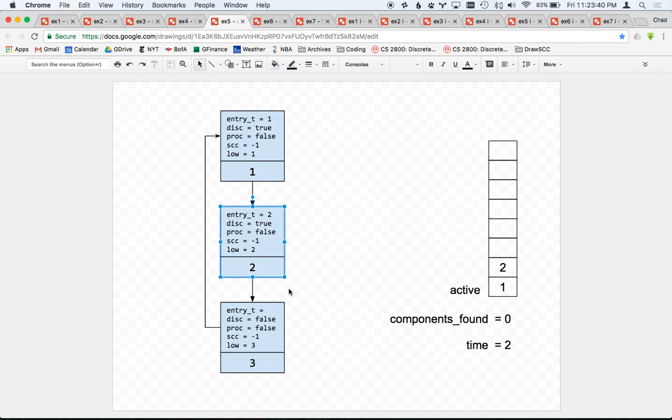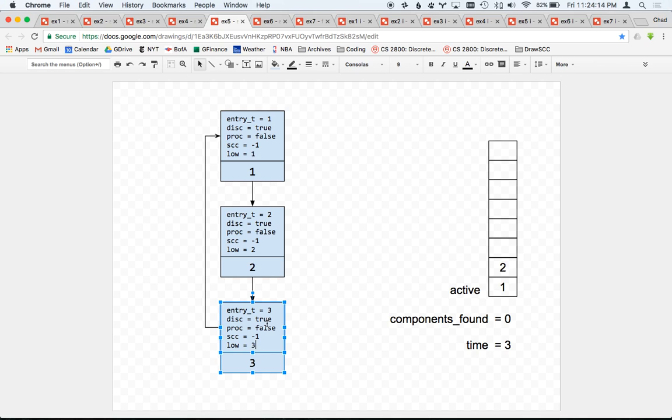Then we explore the edges out of 2, and our edge takes us to vertex 3, which is undiscovered. So we increment our time marker by 1, and our entry time for vertex 3 is 3. We set discovered equal true for vertex 3. And then we process the out edges from vertex 3. We have this one out edge, which is a back edge to vertex 1. And therefore we say, well, we can get back to vertex 1 from vertex 3. And it is lower than 3's current low.